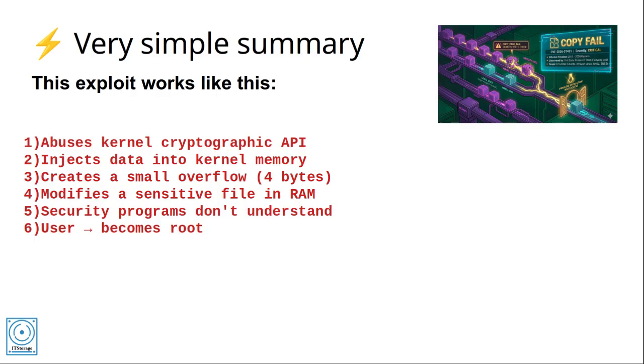Very simple summary. This exploit works like this: it abuses the kernel cryptographic API, injects data into kernel memory, creates a small overflow of 4 bytes, modifies a sensitive file in RAM, security programs don't understand, and the user becomes root.